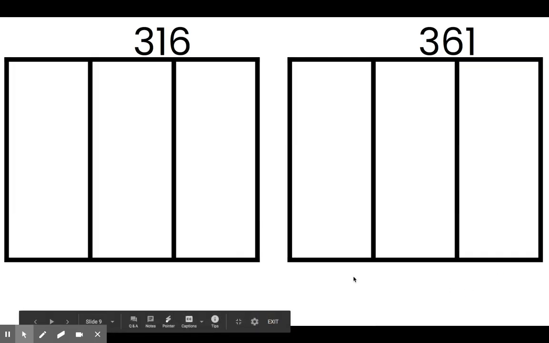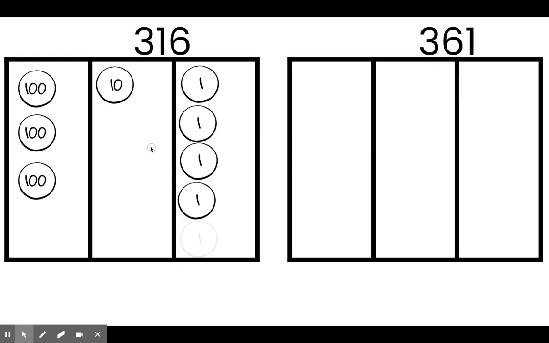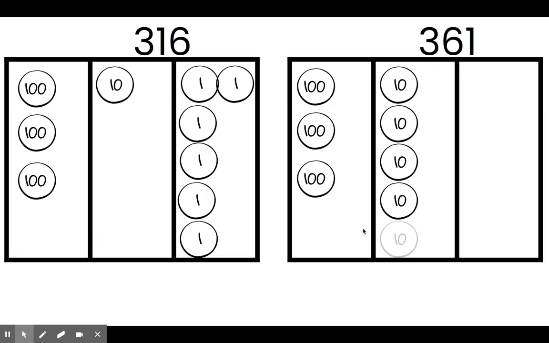Let's check your work. Let's first look at 316. In 316, we have 3 groups of 100, 1 ten, and 6 ones. You should have drawn it like this. 3 groups of 100, 1 ten, and 6 ones. 316. Check your work. Did you get 316? Let's look at 361. There are 3 groups of 100, 6 tens, and 1 one. Let's draw that. 3 groups of 100, 6 tens, and 1 one.